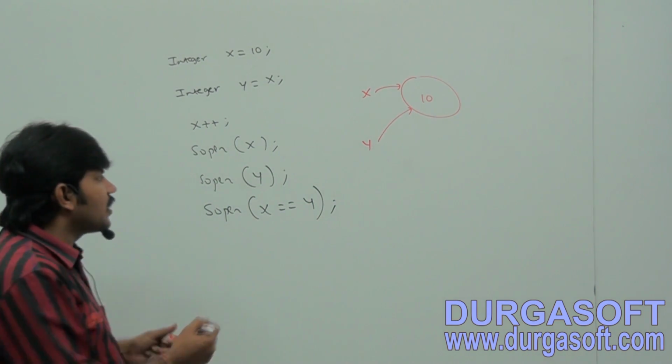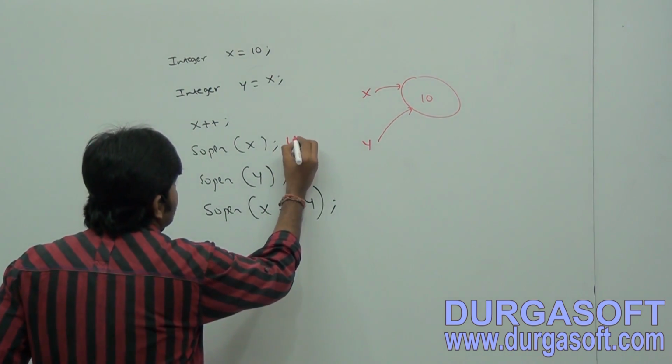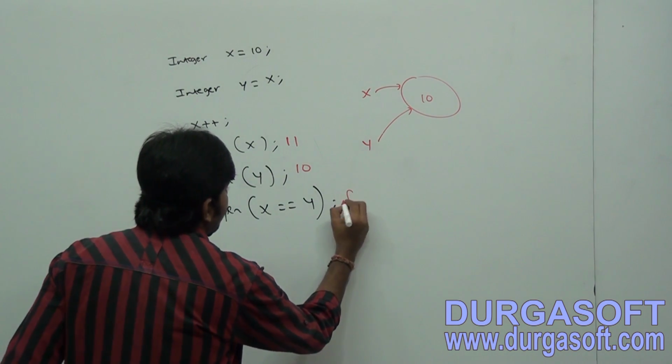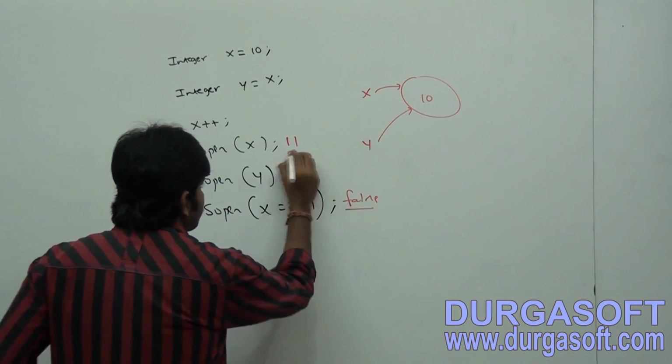So the answer is, SOP of x 11, SOP of y 10, and SOP of x double equal to y is false.